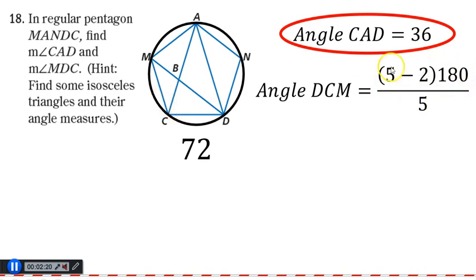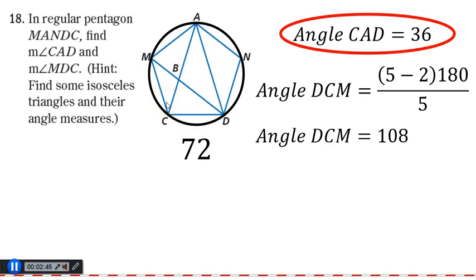So what this calculation is here is, first I'm doing 5 minus 2 times 180, because that will tell us how many degrees all of these angles add up to. And then, since they're all the same, if I divide it by 5, it will give me just the measure of this angle here, DCM. So that angle measures 108. So DCM, this angle right here, is 108 degrees.